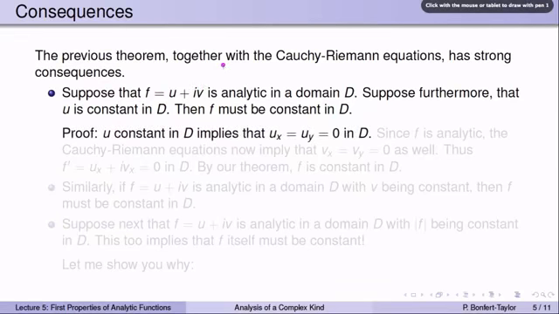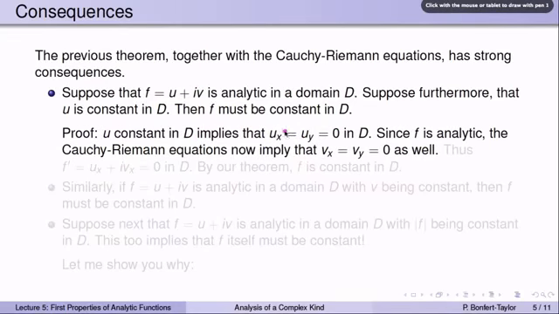How would you prove that? Well, u being constant in D implies that the x and the y derivatives are 0 in D, because u is constant. Since f is analytic, it satisfies the Cauchy-Riemann equations, and they imply that ux is equal to vy. Since ux is 0, vy must be 0. uy is equal to minus vx, but uy is 0, so vx is also equal to 0. So vx and vy are also equal to 0.